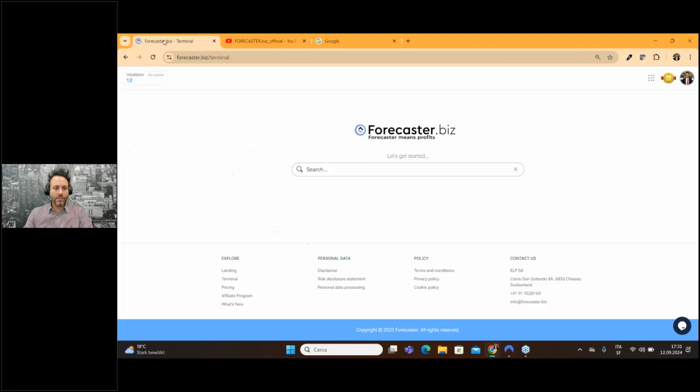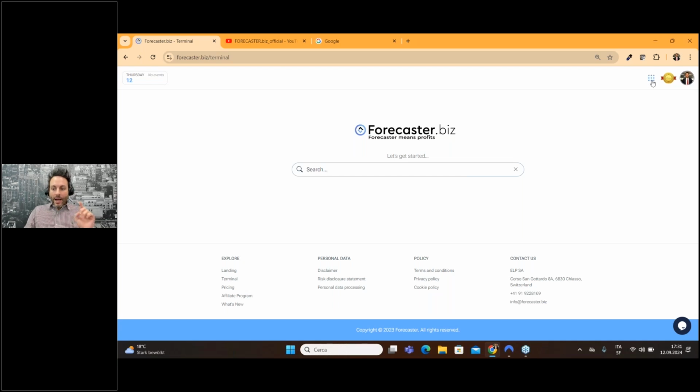Here it is. And let me share my screen, because today we will deep dive into the Quantum Screener, and we will try to use it in order to understand exactly how to use it, of course.